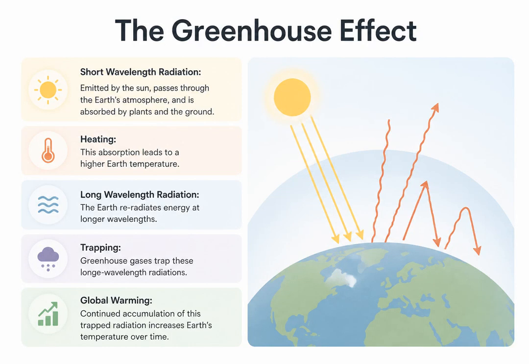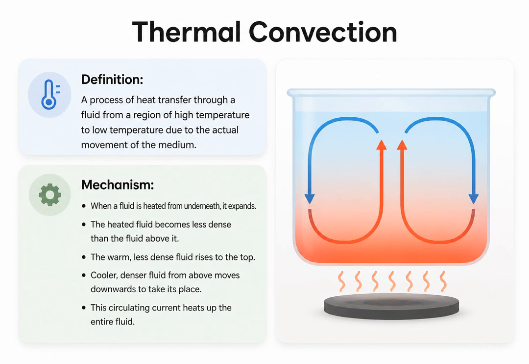Now, let's shift our focus to the greenhouse effect. The sun emits short wavelength radiation, which easily passes through the Earth's atmosphere. This energy is absorbed by plants, land, and water, heating the Earth's surface. Because the Earth is much cooler than the sun, it re-radiates this energy as long-wavelength infrared radiation. However, greenhouse gases in the atmosphere, like carbon dioxide and water vapor, are opaque to these long wavelengths. They trap the outgoing radiation, preventing it from escaping into space. The continued accumulation of this trapped thermal energy raises the overall temperature of the Earth, a phenomenon that leads to global warming.